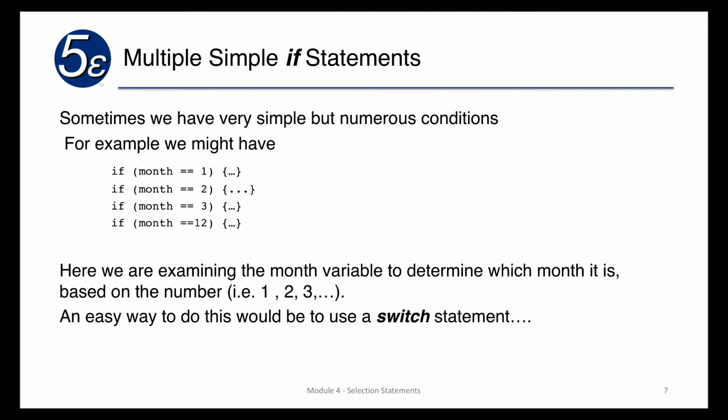So multiple simple if statements. We may have some very simple things. So for example, we will have if month equals 1, execute something. If month equals 2, execute something. And again, we don't need the else's because month would not evaluate to those. If month was 2, we wouldn't need to worry about it evaluating to either 1 or 3. Again, I have more of them, and then I'll do if month equals 12. So we're examining the month variable to determine which month it is, obviously. But this is actually done a little bit easier with a different type of statement called switch.